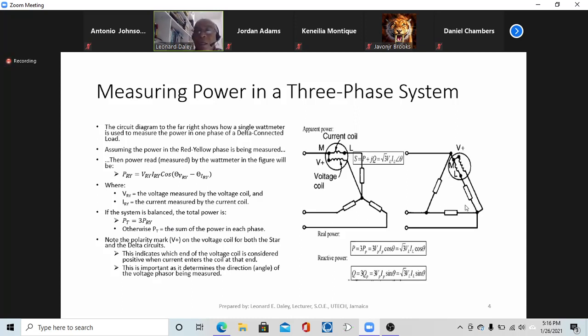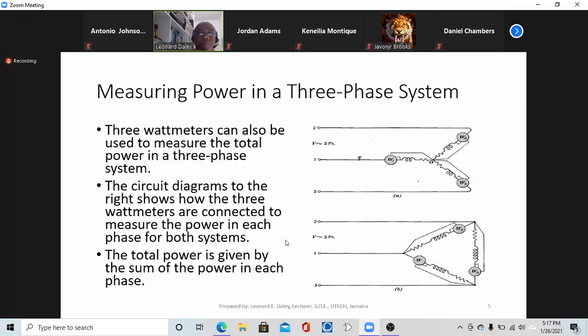Again, so the total power, if this is a balanced system, you just need to find one phase and multiply by 3. All right, and there are some formulas here for power, as which you would know already, for real power, reactive power, and apparent power. All right, so just giving you some pictorial.